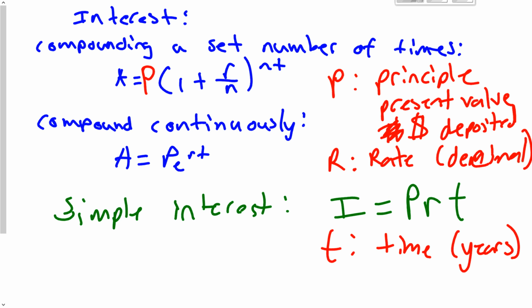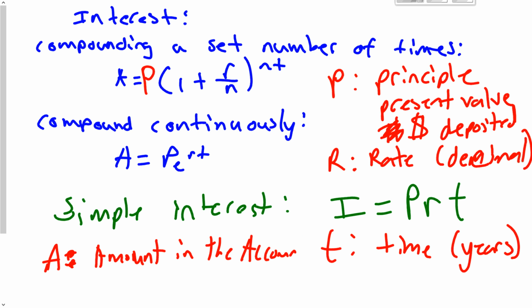The A in these is the amount in the account, or the future value. Future value. How much do you get at that very end? How much you've collected after all the interest has been collected.